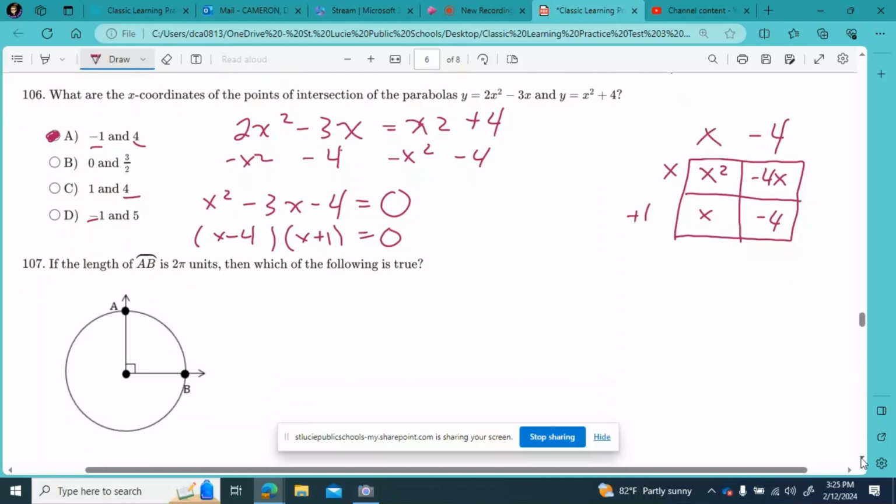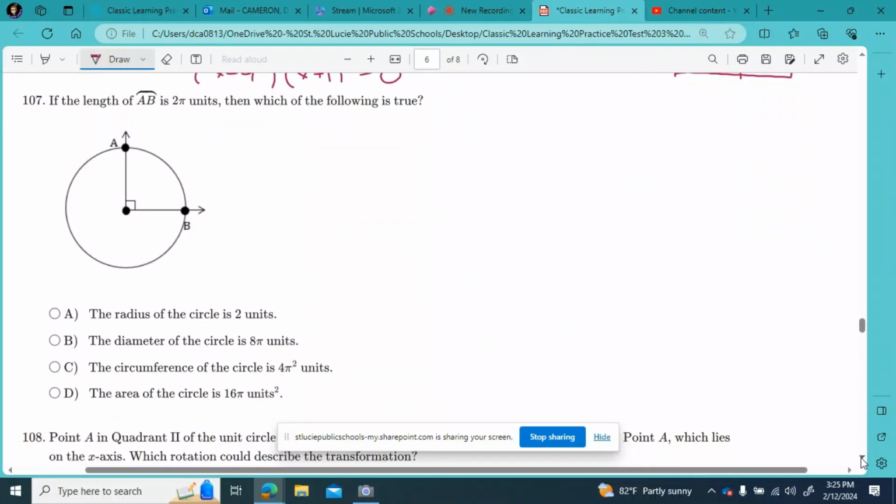All right, guys, here we are on CLT math practice number 3. Question number 107. If the length of arc AB is 2 pi units, then which of the following is true?